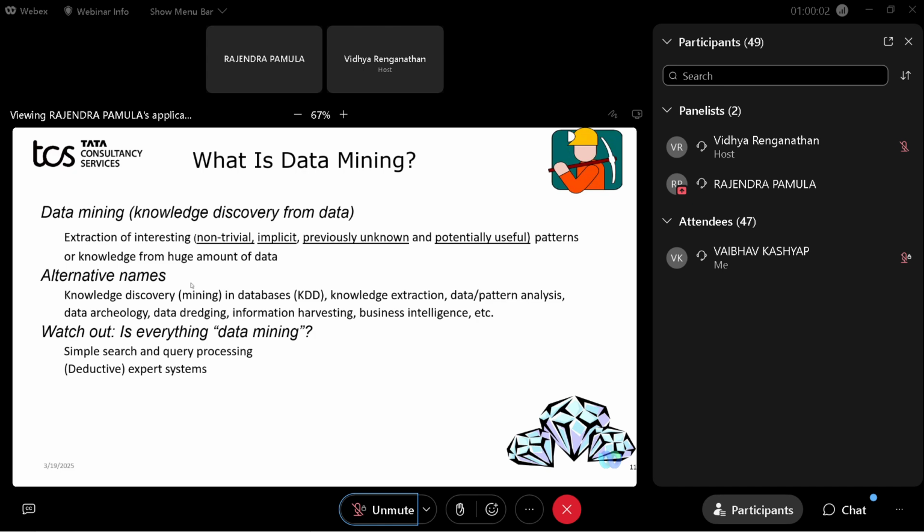So what is data mining? We have now come to one particular level of understanding: data mining is knowledge discovery from data. We want to find out knowledge from data, the extraction of interesting information. There are four parameters on which we describe the interesting concept: non-trivial, implicit, previously unknown, and potentially useful.